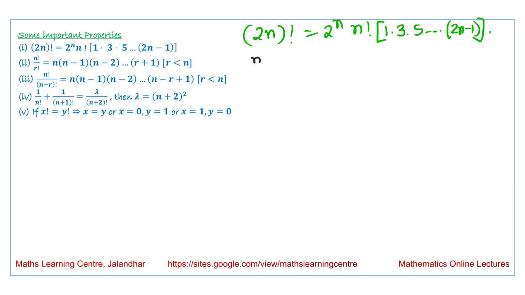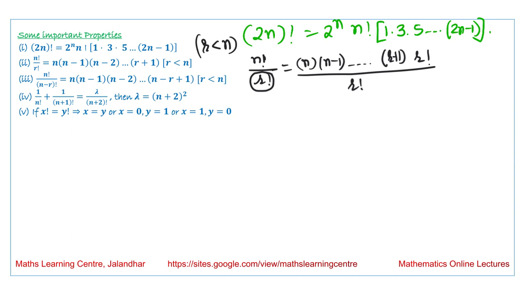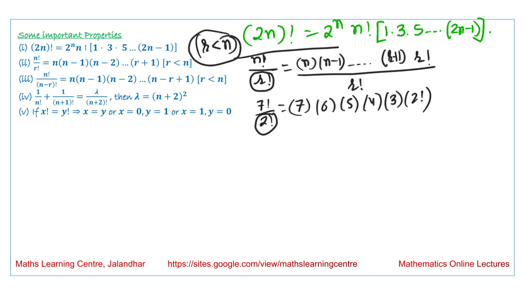Next we have n factorial divided by r factorial, where r is less than n, some number. We can write n factorial as n into n minus 1, and so on up to r plus 1, then r factorial divided by r factorial. You can look at it this way: 7 factorial over 2 factorial is 7 into 6 into 5 into 4 into 3 into 2 factorial. So if we have some number r less than n, we can write it in this form. The r factorial and r factorial get cancelled, and we are left with n factorial over r factorial in this form.